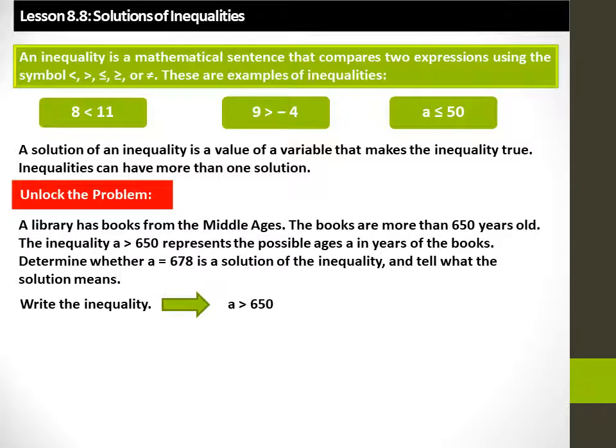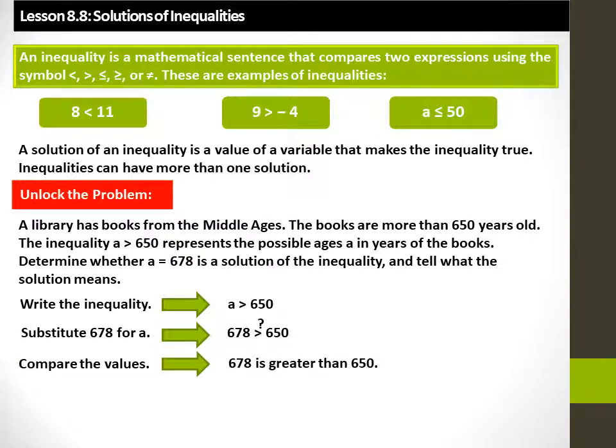Let's write the inequality. A greater than 650. Substitute 678 for A. Is 678 greater than 650? Compare the values. 678 is greater than 650. The inequality is true when A equals 678. So A equals 678 is a solution.